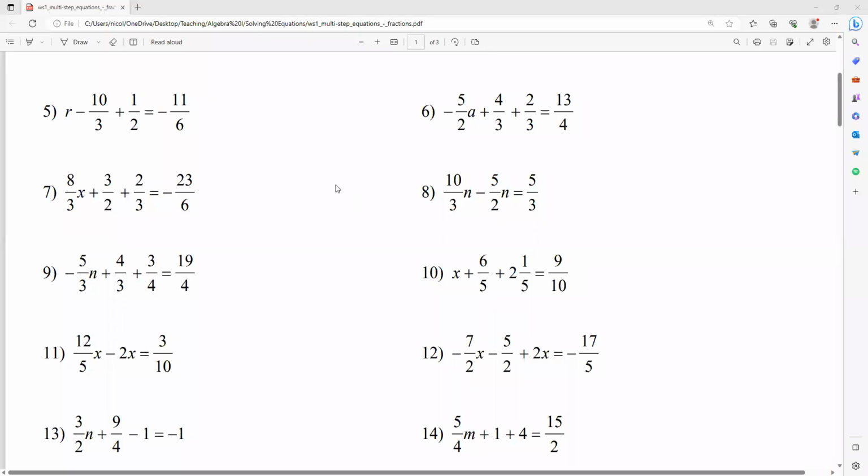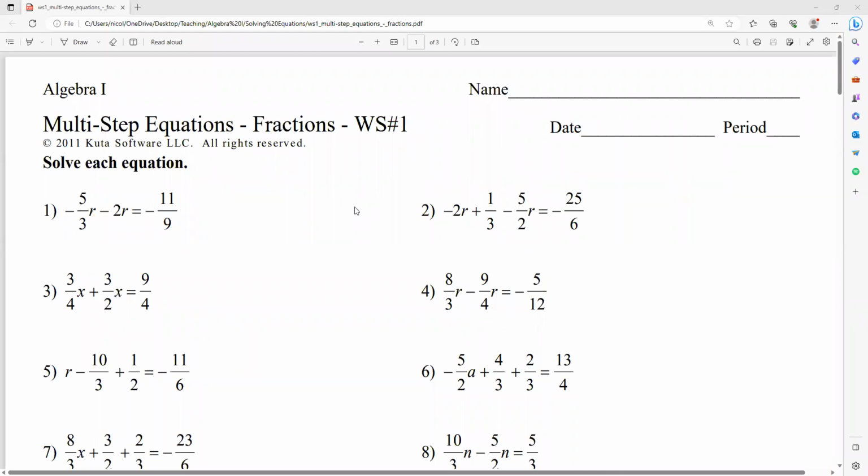So in this video, we're going to go over how to solve equations that have fractions. First things first, if you do not know how to add, subtract, multiply, and divide fractions by hand or with a calculator, if you don't understand how fractions work, just like anything in math, you're going to have a hard time.